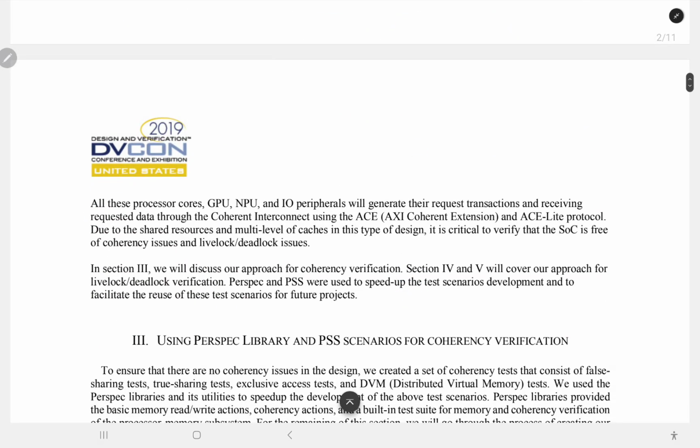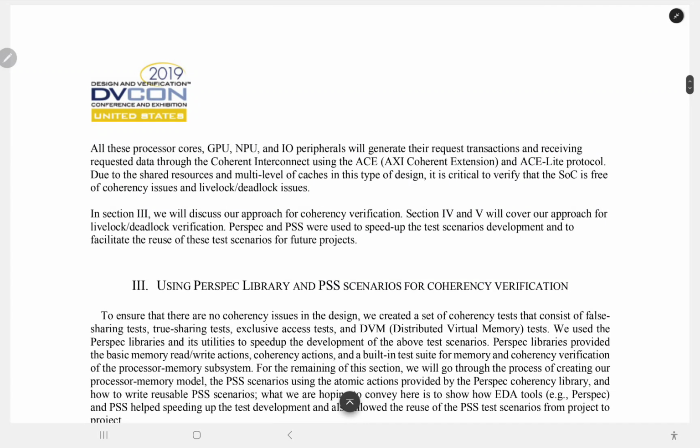All the processor cores, GPU, and NPU, the I/O masters, generate their request transactions and receive requested data through the coherency interconnect using the AXI coherency extension and the ACE protocol.